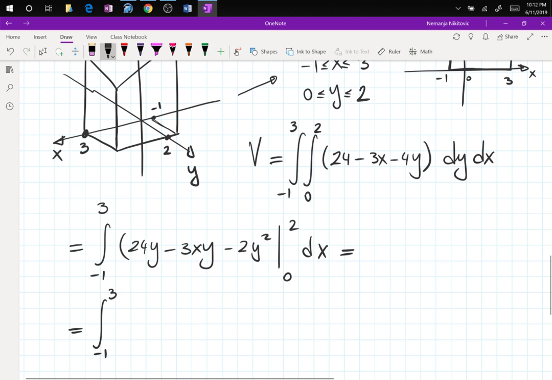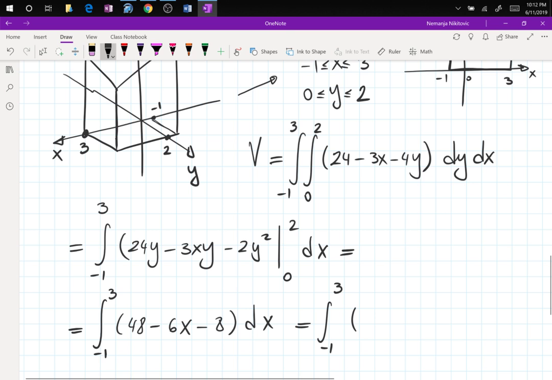So now plug in 2 and plug in 0 for each of the y's. Well, you don't have to worry about 0. When you plug in 2 for each y, because that's what you integrated, you get 48 minus 6x, and then minus 8 dx. You simplify this, and you are back in Calc 1.